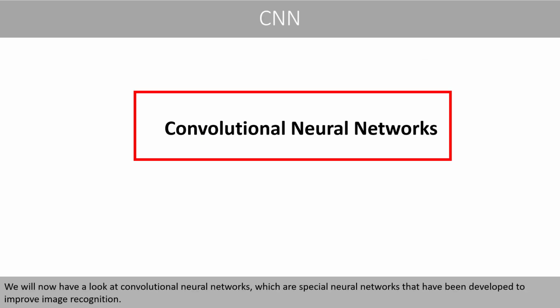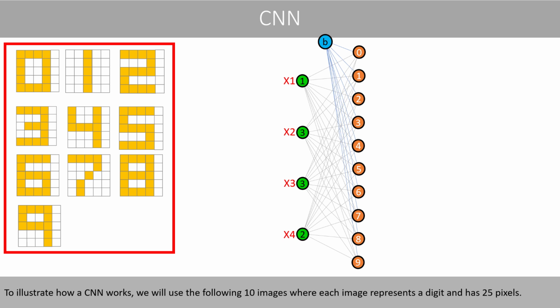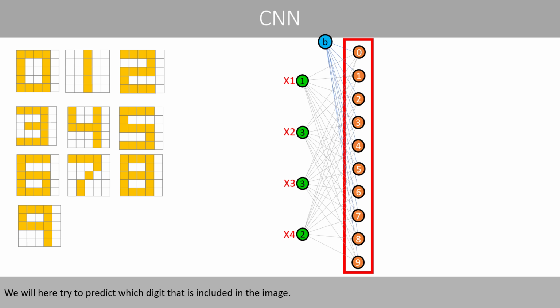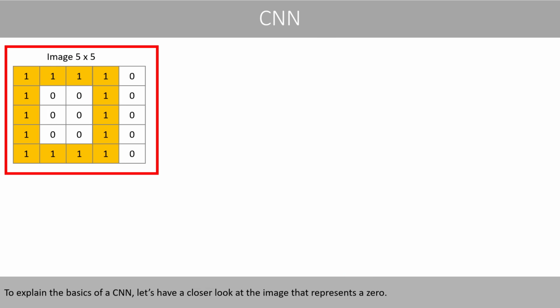We'll now have a look at convolutional neural networks, which are special networks that have been developed to improve image recognition. To illustrate how a CNN works, we will use the following 10 images where each image represents a digit and has 25 pixels. We will here try to predict which digit that is included in the image. To explain the basics of a CNN, let's have a closer look at the image that represents a 0.